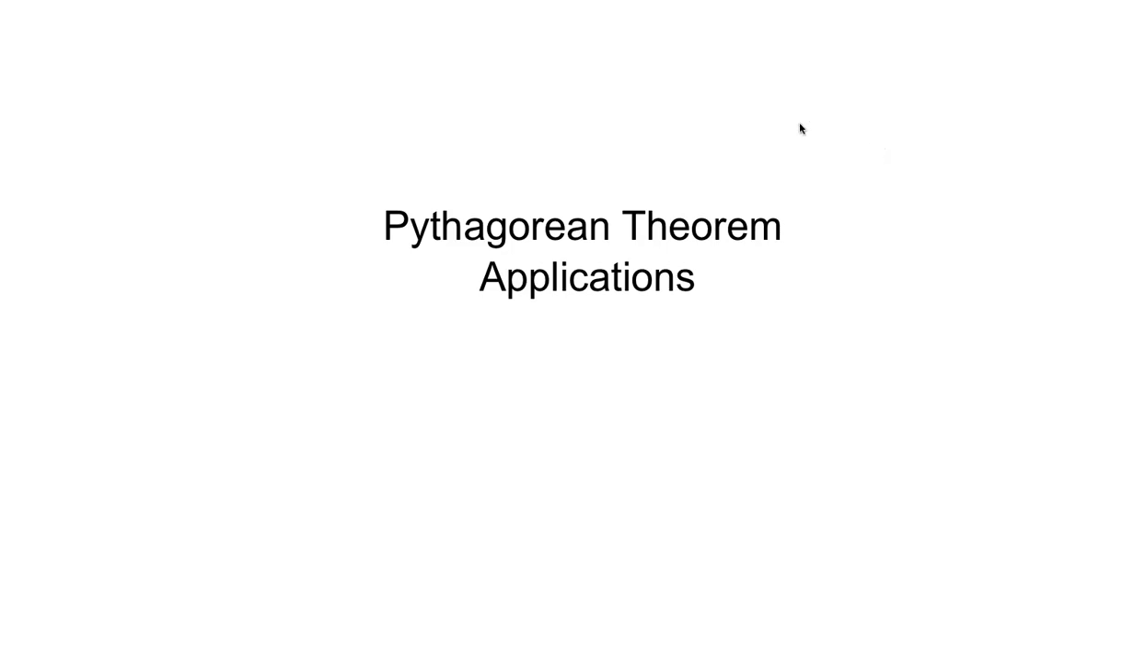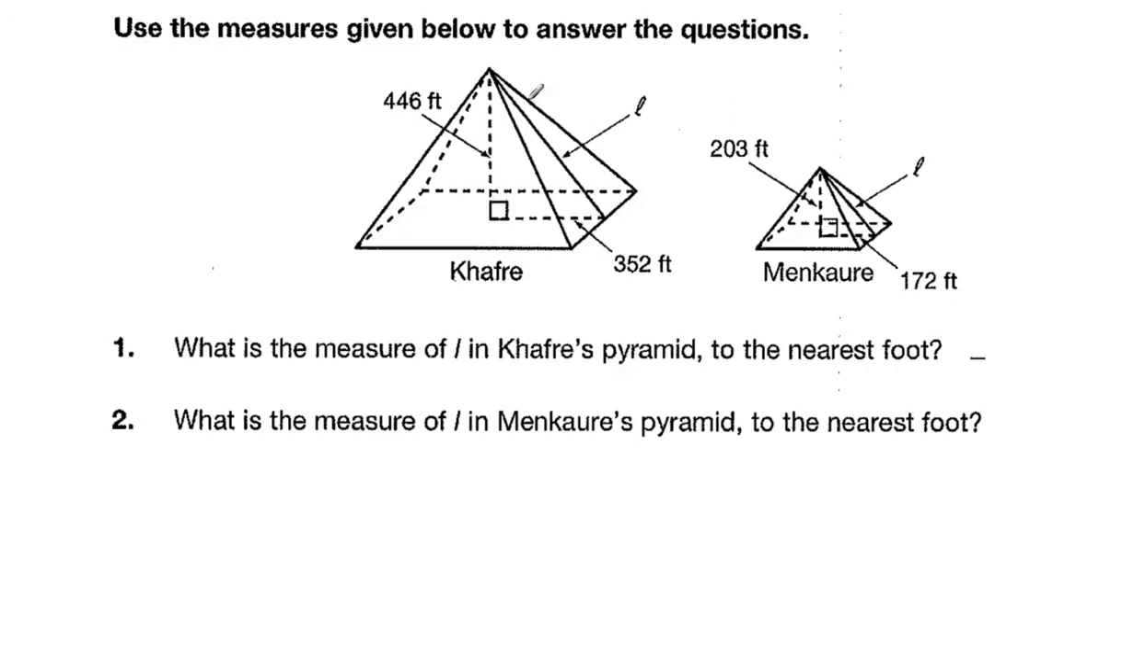So, Pythagorean theorem applications. Okay, so here's the first one. We're going to find the measure of these two pyramids. All right, we got the measure of Khafre's pyramid, and I want to find what is the measure of L in the first one. L is the slant height of this pyramid.